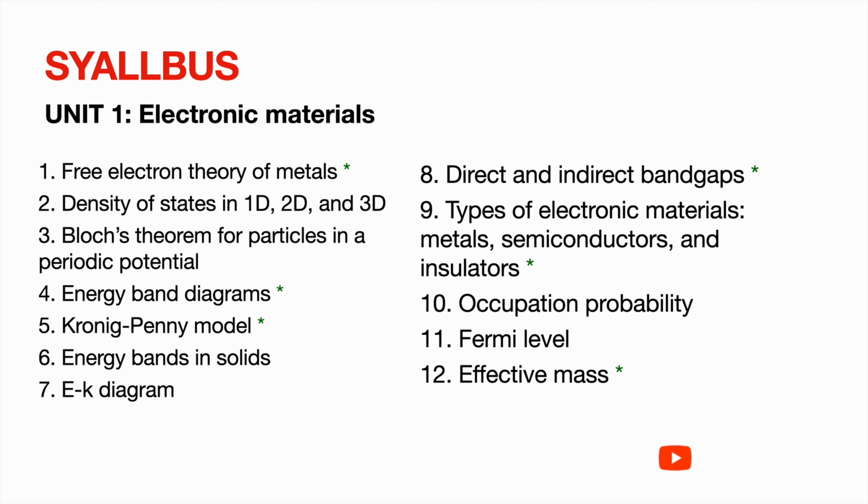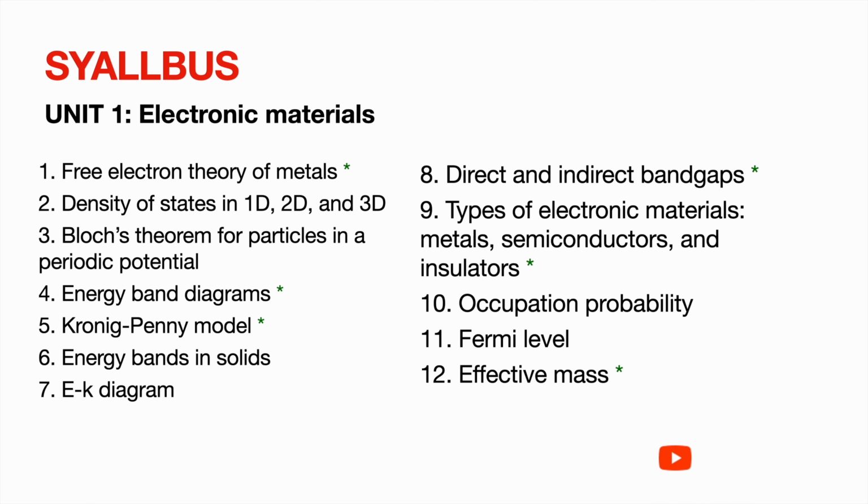In this whole video, the topics that I have marked with an asterisk sign in green color are very important, so you should do these topics. The first topic is free electron theory of metals. Second is density of states in 1D, 2D and 3D. The third one is Bloch theorem for particles in a periodic potential. Fourth is energy band diagrams.